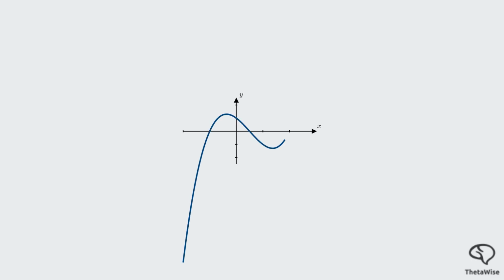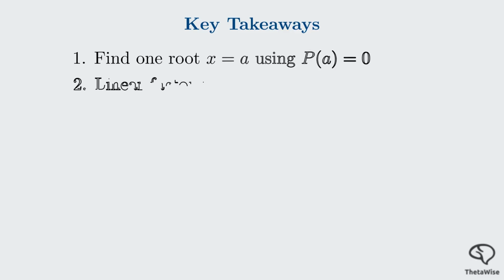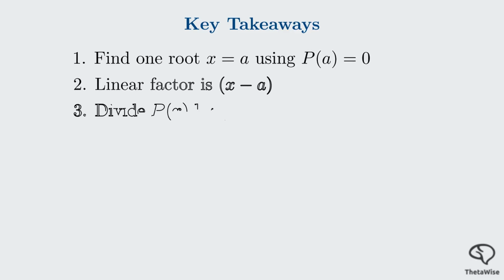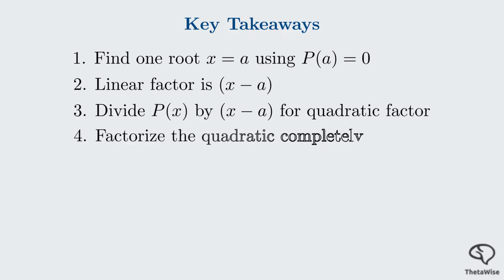Graphically, the roots are where the curve intersects the x-axis. Here, the roots are x equals negative 1, half, and 2. To summarize the process, first use the factor theorem to find one root. Second, identify the linear factor. Third, use long division to find the quadratic quotient. Finally, factorize that quadratic completely and state the three linear factors.